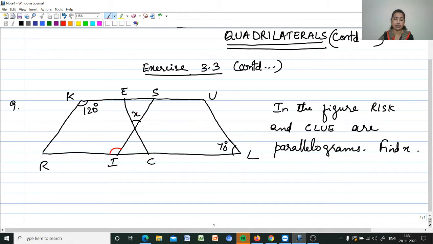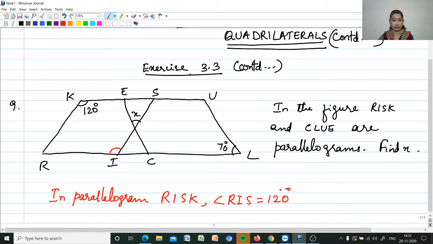Angle RIS is the opposite angle. So, in parallelogram RISK, angle RIS is equal to 120 degrees. So, this angle is 120. So, what about this angle? See, adjacent angles of a parallelogram will be supplementary angles. So, if this is 120, we can find this one.